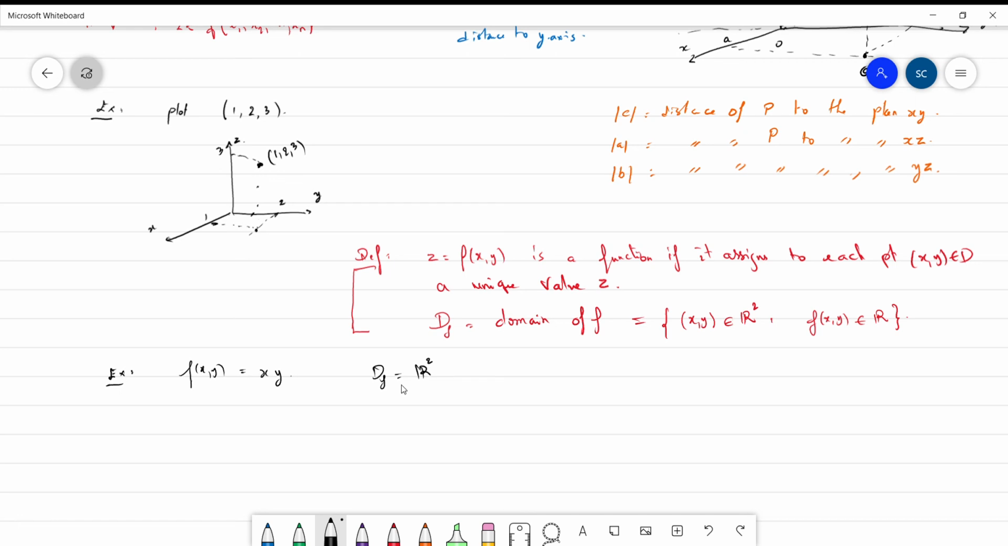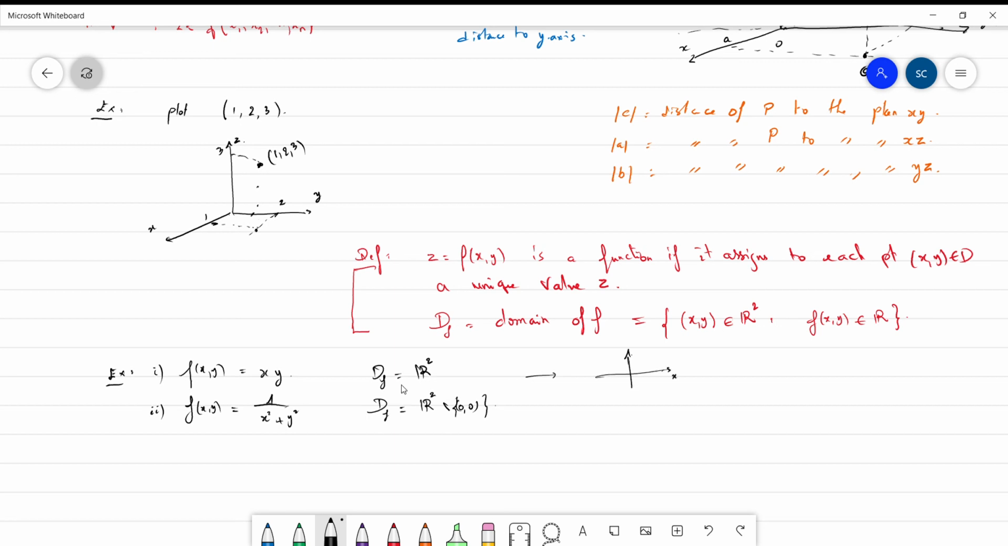Okay, now define f(x,y) as 1 over x² + y², the second function. Here I need to pay attention because I'm dividing by a quantity that must be different from 0, and the only possibility that it is 0 is when x and y are 0, so I need to avoid the point (0,0).